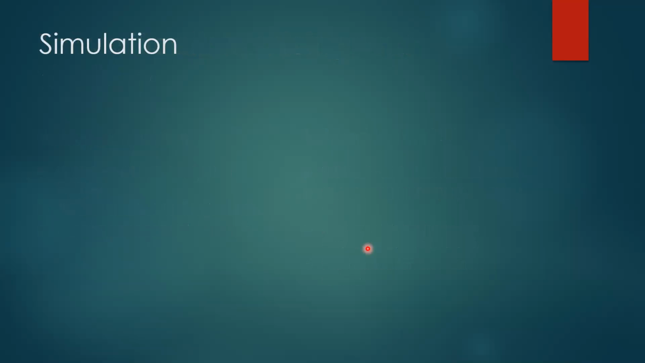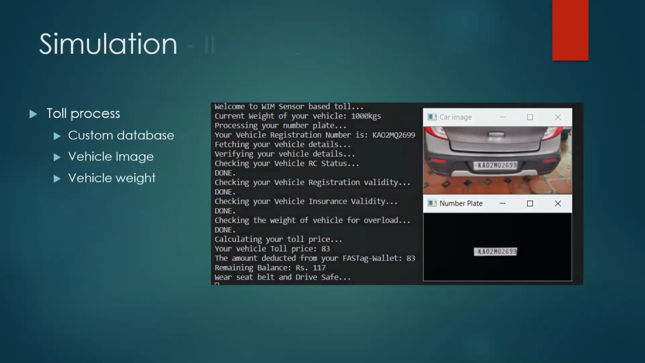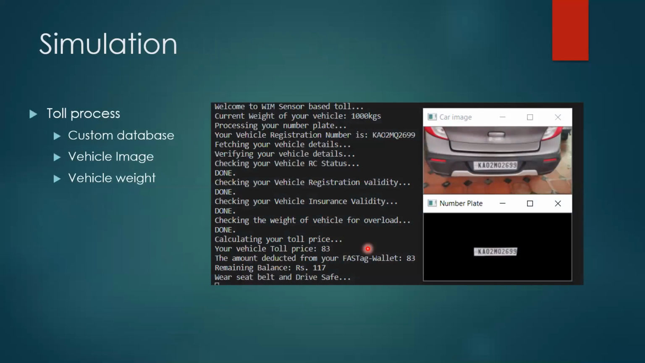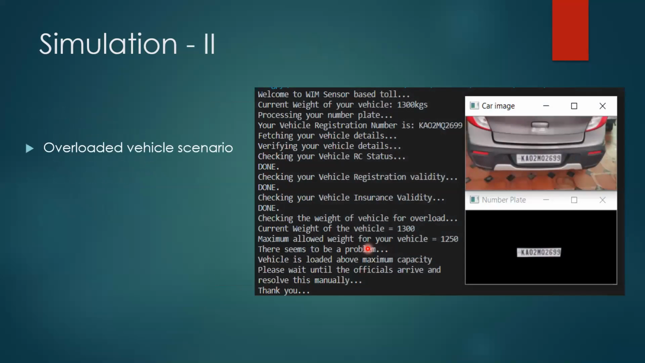And finally, this is a simulation of the process where the toll deduction takes place. This is the sequence of whatever I explained. The sequence happens in this order. And in one scenario with overloaded vehicles, we do not allow them. It will tell the maximum allowed weight, and we do not allow the vehicle.